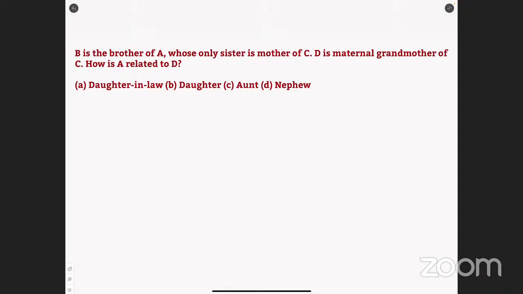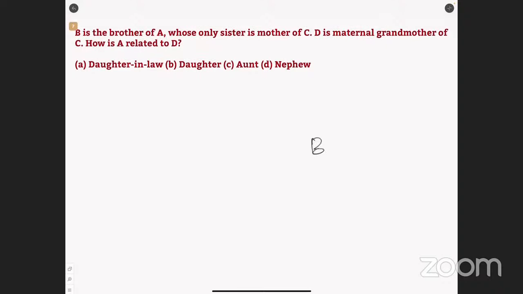B is the brother of A. Let me just write it down, that way it will be easy. B is the brother of A, whose only sister, there is one more sister here, the name is not mentioned, so we'll call that person X, is the mother of C. There is one person here, C. C's mother is X, who is the sister of A, and X has one more sibling named D. D is the maternal grandmother of C.